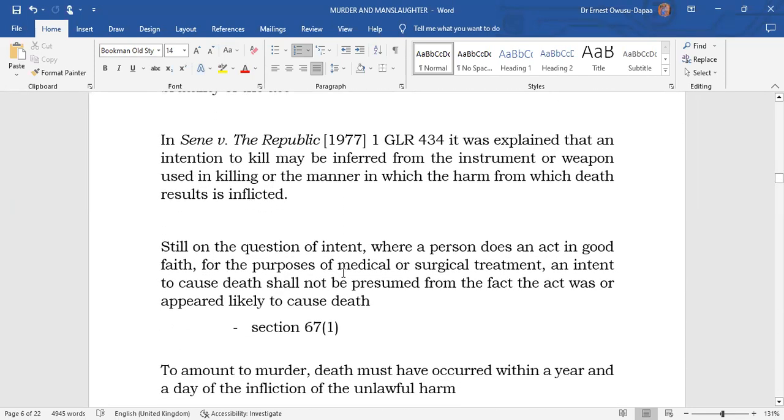In the same vein, if you look at the Sine against the Republic, the point was made that an intention to kill may be inferred from the instrument or weapon used in killing, or the manner in which the harm from which death is inflicted. So sometimes, if you look at the nature of the violence or how the killing was done, we can actually read intention to cause death, to kill the person, from that. And that is what the Sine is telling us.